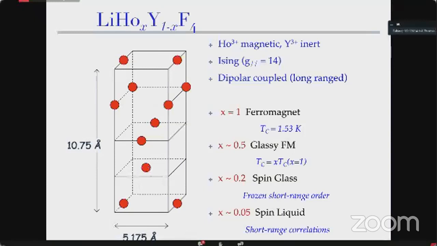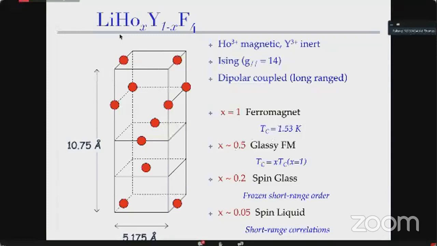So this is a ferromagnet. The first nearest neighbor coupling is ferromagnetic. Second nearest neighbor is antiferromagnetic. But the problem we will have is we're going to have a mix of ferromagnetic and antiferromagnetic bonds competing. So the Curie temperature of this material is 1.53 Kelvin. It's low because it's dipolar. If it were an exchange coupled magnet, you'd expect to see something, say, of order 1,000 Kelvin.